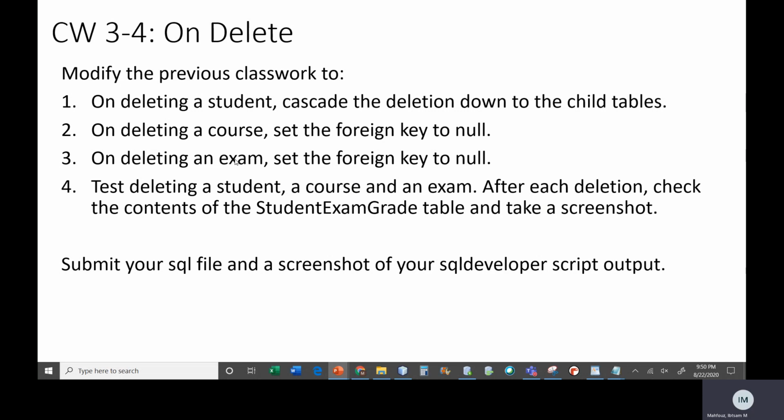And after you delete a student, I want you to check the student exam grade table and make sure that the deletion of the child rows happened. Then I want you to delete a course and make sure that the corresponding foreign keys have been set to null. And then delete an exam and again, make sure that the foreign key was set to null. So I'm going to expect here the SQL code in addition to a picture of the creation of the new tables and 3 pictures of the 3 deletions that you're going to do.